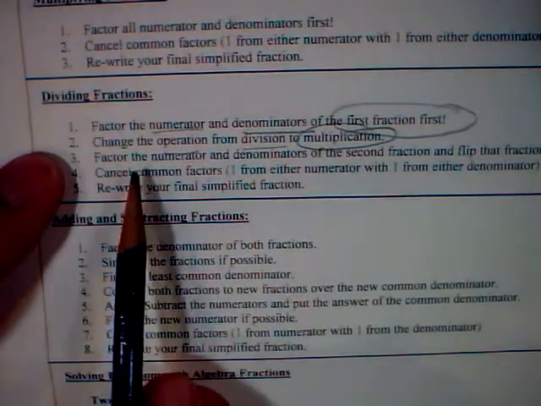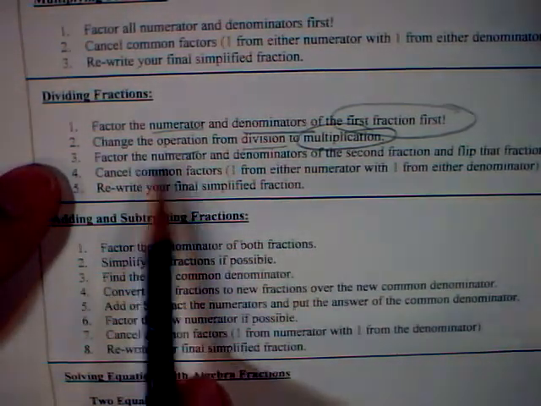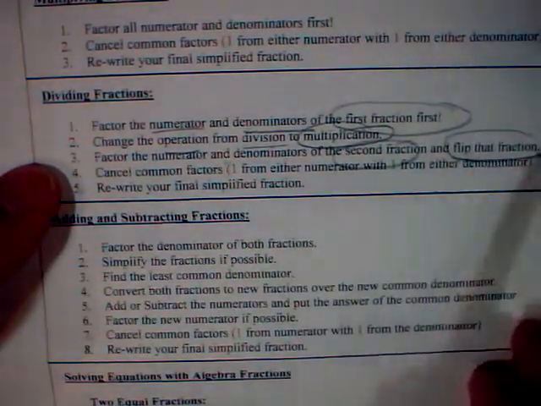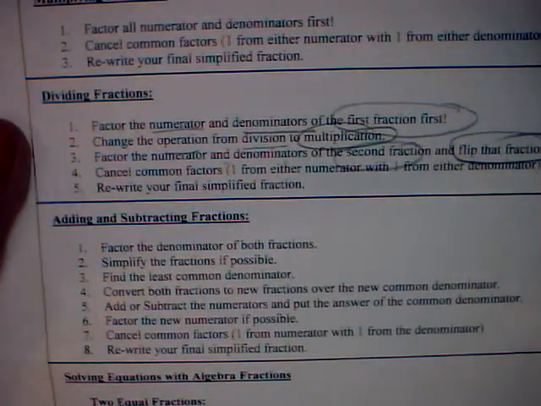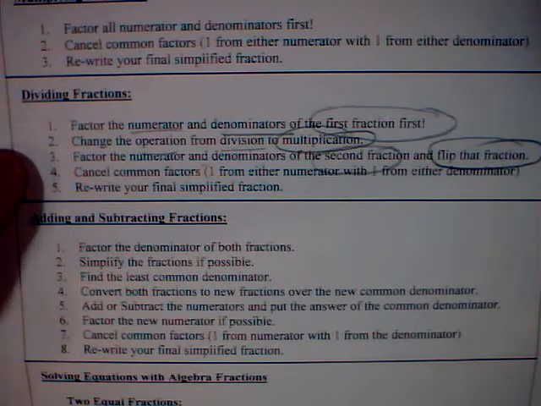And then you're going to do two things in the third step. You're going to factor the numerator and denominator of the second fraction, but at the same time, flip that fraction. So you're going to factor, and then also flip the fraction upside down, because when you divide fractions, you multiply by the reciprocal of the second fraction.